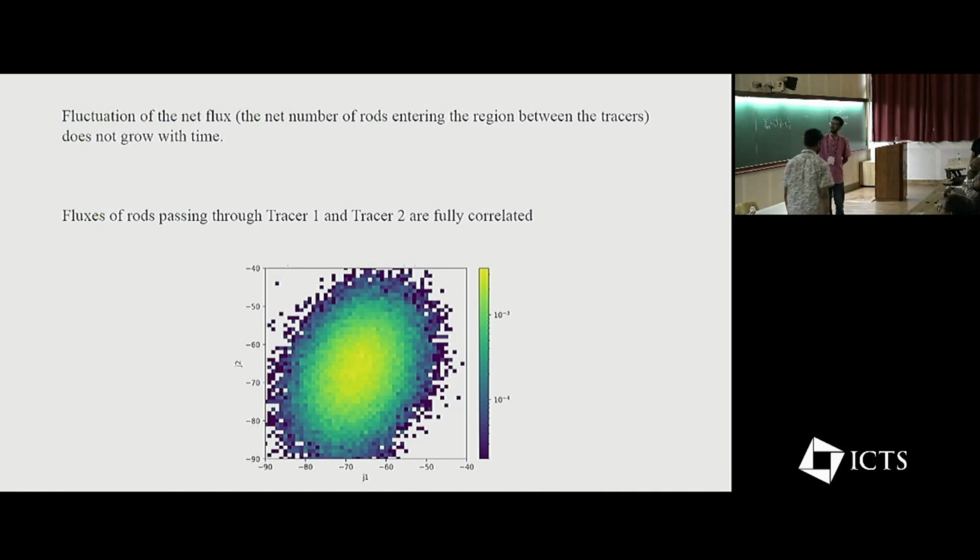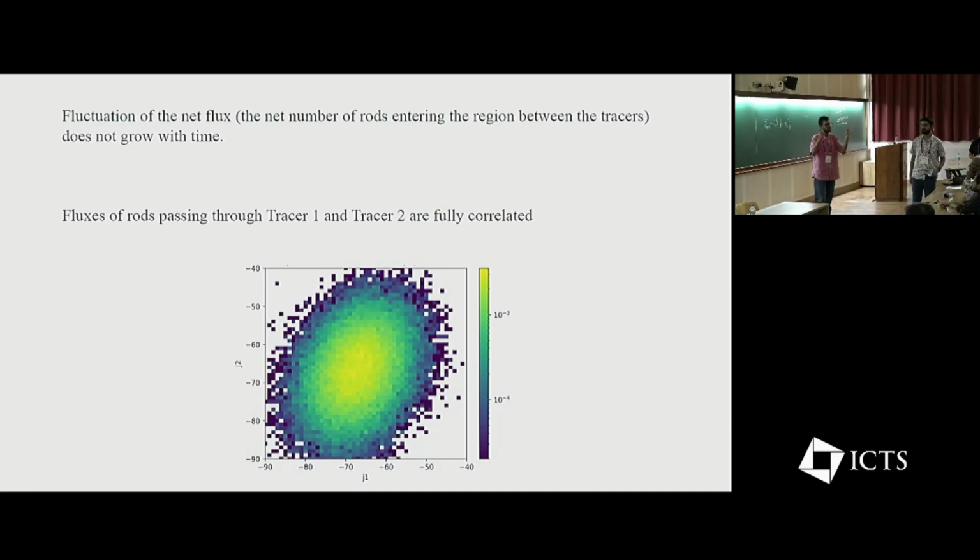To understand this, we also computed the fluctuation of the net flux, that is, the net number of rods entering the region between the two tracer rods, or the current. So we computed the joint distribution for J1, J2, which is the current for tracer rod 1 and tracer rod 2 at any particular time. Here we see that for any time J1 is equal to J2, so they are kind of correlated.